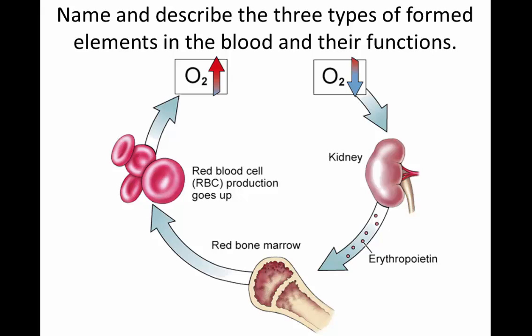Just to make a connection here, we can talk about how athletes actually use this to their advantage sometimes. Athletes that are involved in long-distance sports, running or biking, sometimes move to somewhere at high altitude and train for a few months before a competition. The reason is that as they train in lower atmospheric oxygen levels, their body will respond in this way. Their kidneys will release erythropoietin, causing their red bone marrow to make more red blood cells, and increasing the amount of oxygen that they can actually transport.